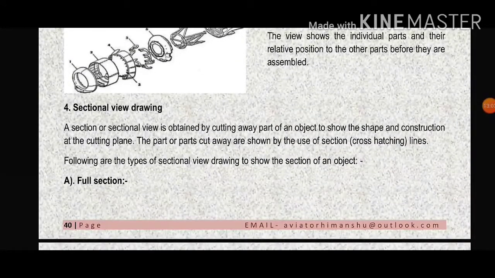Section view drawing. A section or sectional view is obtained by cutting away part of an object to show the shape and construction at the cutting plane. The part or parts cut away are shown by the use of section cross-hatching lines. Hatching line means when a section view cuts the part, it shows that cut with the section line.